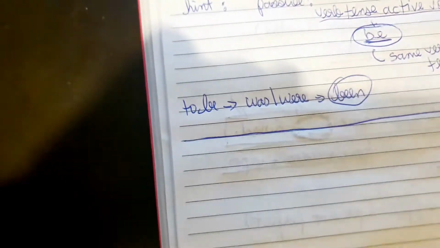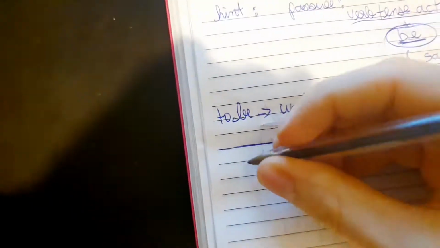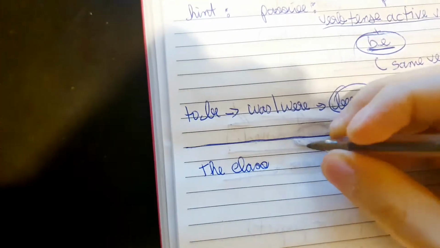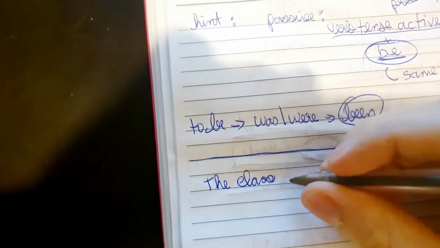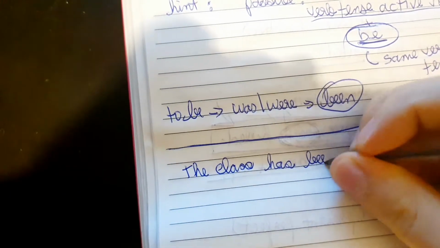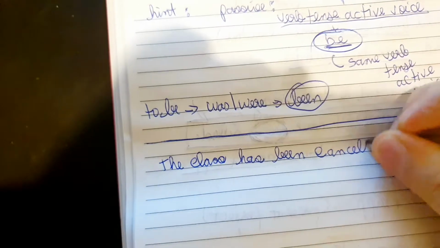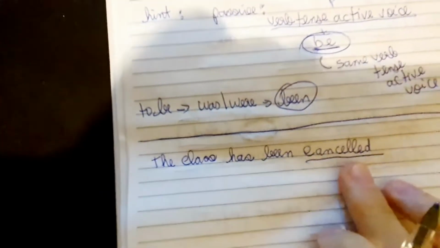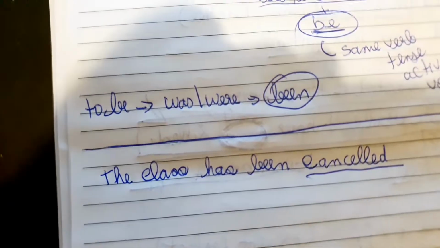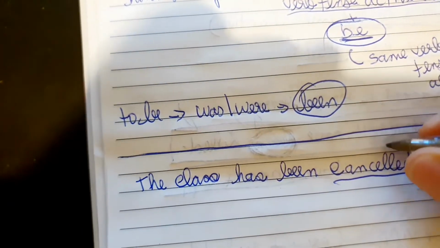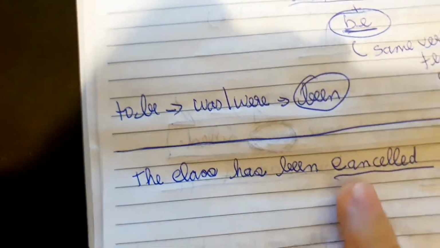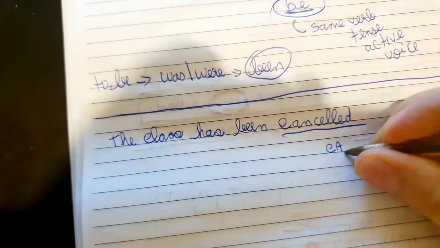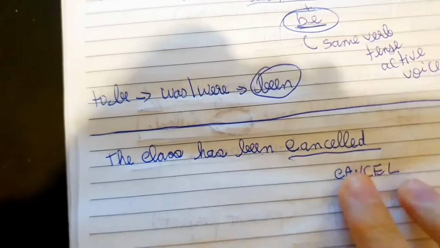Let's start with some examples, with one example, right? The class has been canceled. Okay, just something that maybe I haven't talked about. When you have, for example, this verb is cancel, right? The verb to cancel. Just a parenthesis, just before.